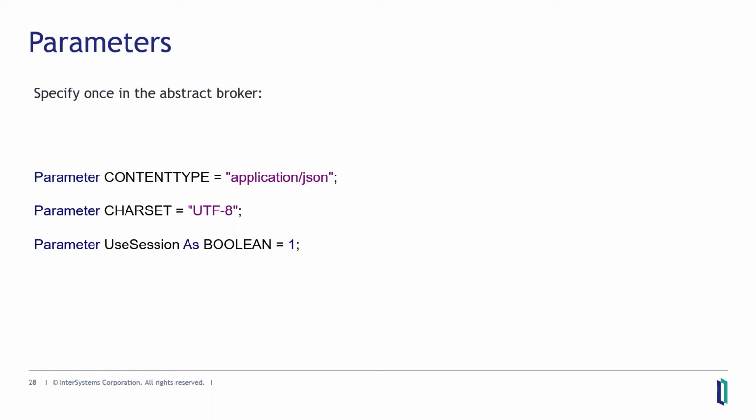Specify UTF-8 to convert everything into UTF-8, which is the default the browsers expect. It's also very relevant if you're working with something other than Latin characters. And finally, use session. We'll talk about sessions and authentication later. It's definitely a popular question about sessions and authenticating your REST API clients.